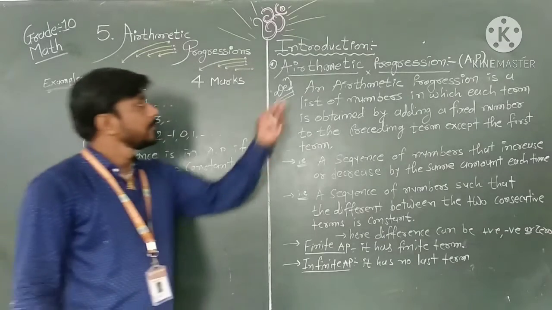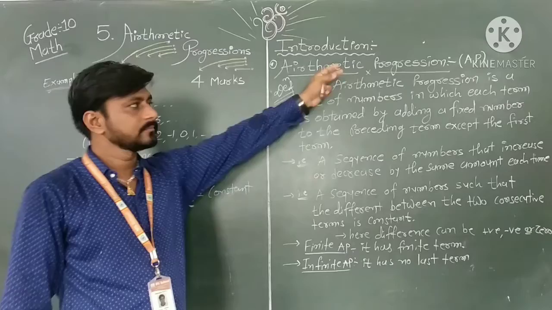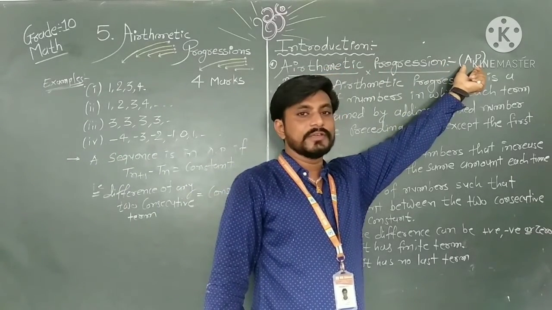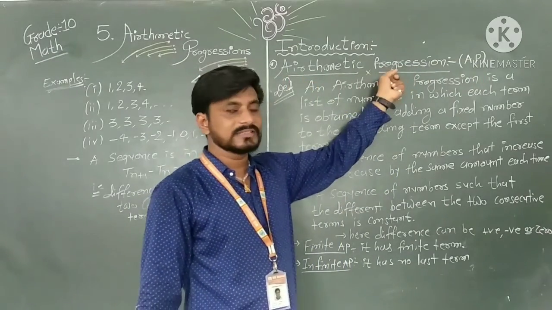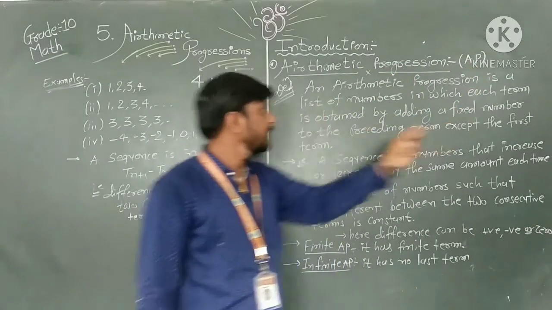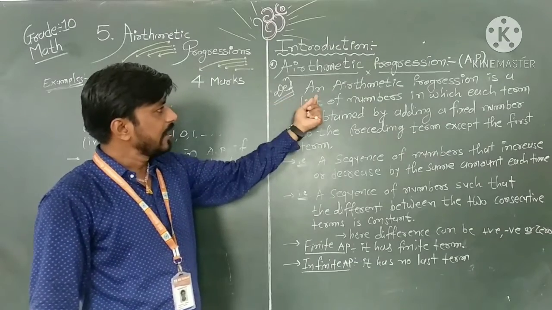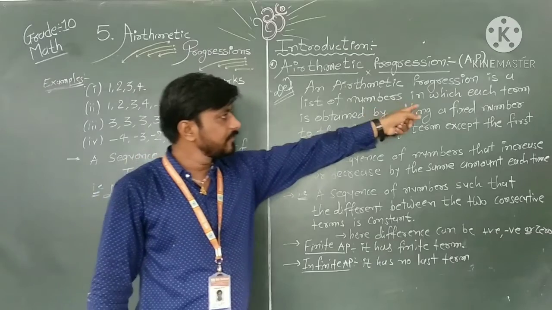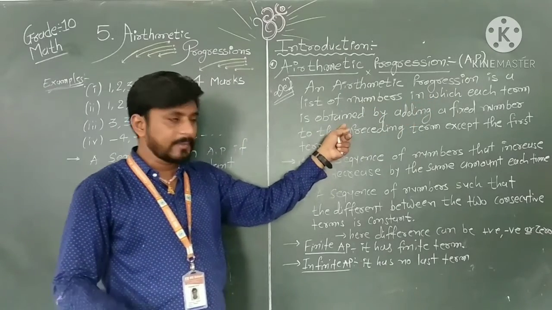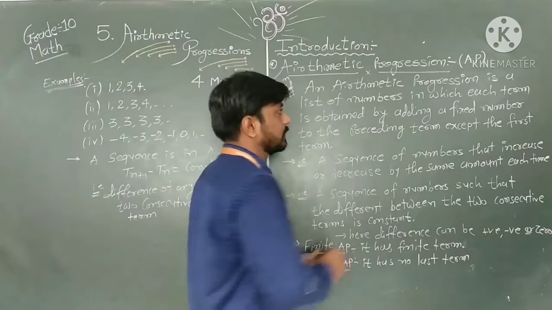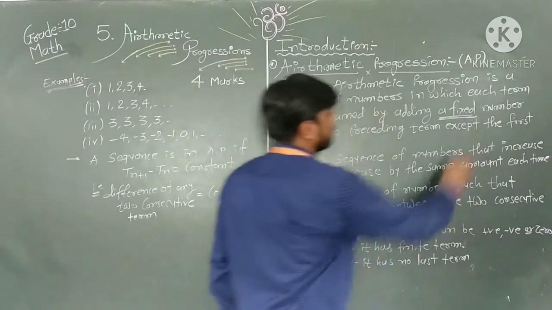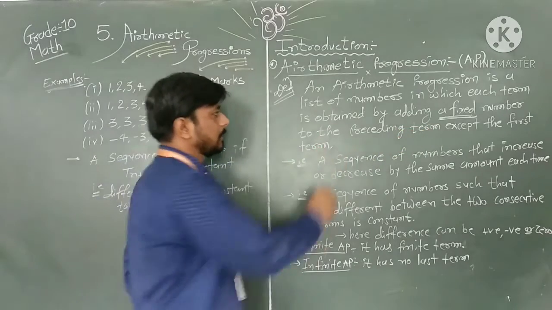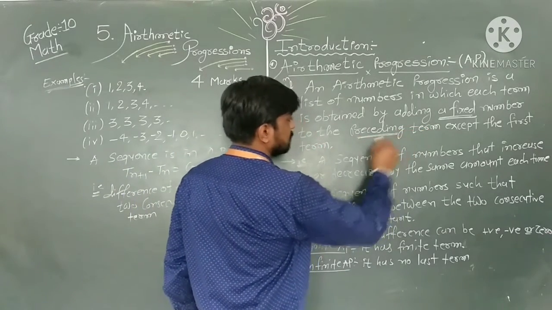Okay, now look, what is an arithmetic progression? In short form, from today onwards we call arithmetic progression AP. Now look at the definition. An arithmetic progression is a list of numbers in which each term is obtained by adding a fixed number to the preceding term, except the first term. Preceding term means the previous term.